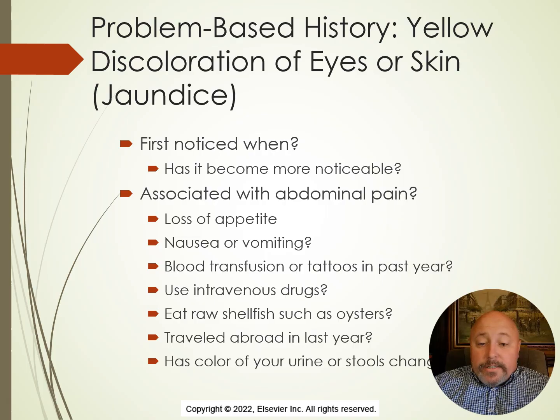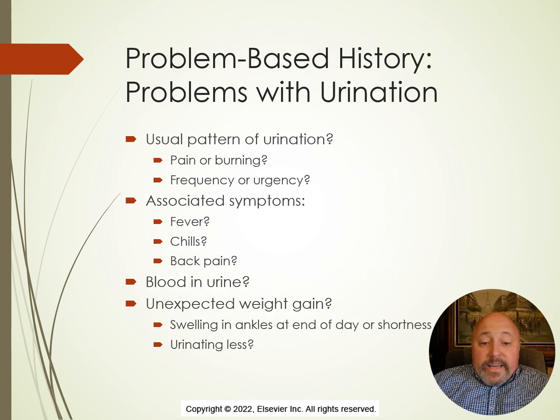When assessing for jaundice, this is going to be a common complication of liver failure. We want to identify, when did it first become more noticeable? Was it associated with any abdominal pain, things like loss of appetite, nausea or vomiting, blood transfusions or tattoos in the past year in the cases of hepatitis, any intravenous drug use, eating raw shellfish such as oysters? To look at urination, again, is there any pain, burning, frequency, or urgency? Any associated symptoms of fever, chills, or back pain that could indicate a UTI?